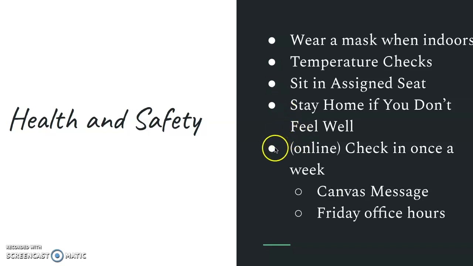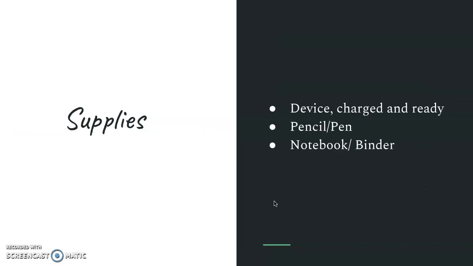Stay home if you don't feel well. If you are working online, if you have gone online because you're quarantined or because you're sick, or you're just choosing to work online this quarter, then you need to check in at least once a week. You can do that either through a Canvas message or through Friday office hours, which we will talk about in a moment.